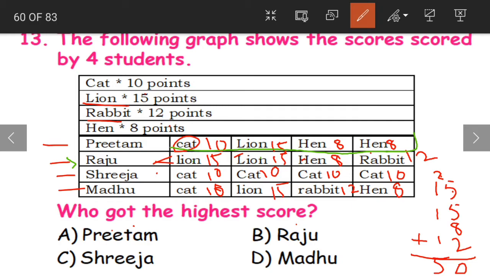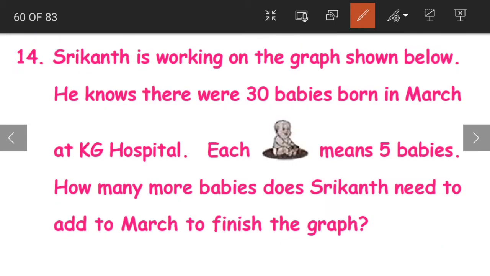When we come to Shrija, Shrija is having 4 tens, that is 40. Raju is 50, Shrija is 40. Coming to Preetham, 10 plus 15, 25. 25 plus 8, 33. 33 plus 8, 41. Now coming to Madhu, 10 plus 15 is 25. 25 plus 20 is equal to 45. So from the total scores, who got the highest, children? As expected, Raju only got the highest score. So option B, Raju becomes the correct answer.